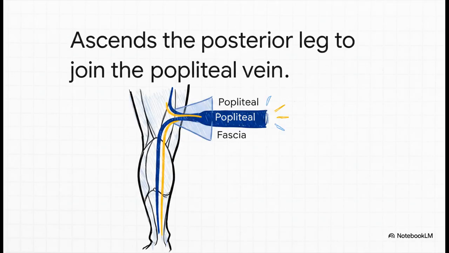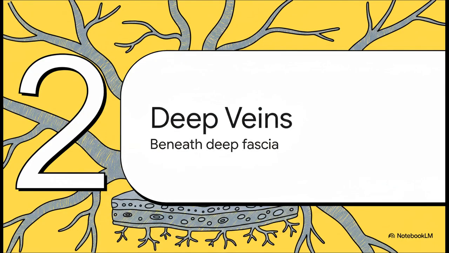Then we have the other major surface road, the small saphenous vein. While the great saphenous vein handles the inner leg, the small saphenous vein handles the outer and back parts. It starts over at the lateral marginal vein of the foot. It ascends along the posterior side, the back of the lower leg, and this time it's traveling with the sural nerve. Once it reaches the back of the knee, it pierces the popliteal fascia and flows right into the deep popliteal vein. Section 2. Deep veins below the surface.